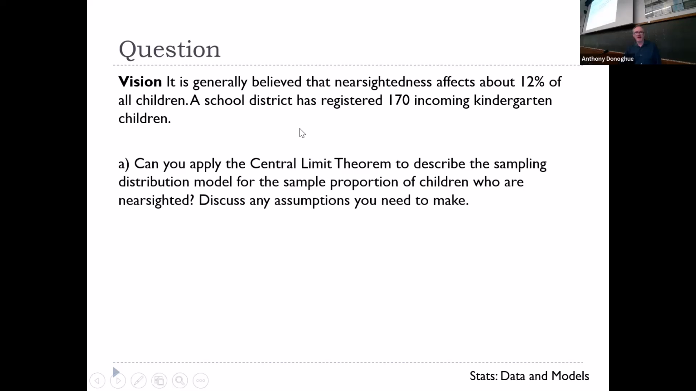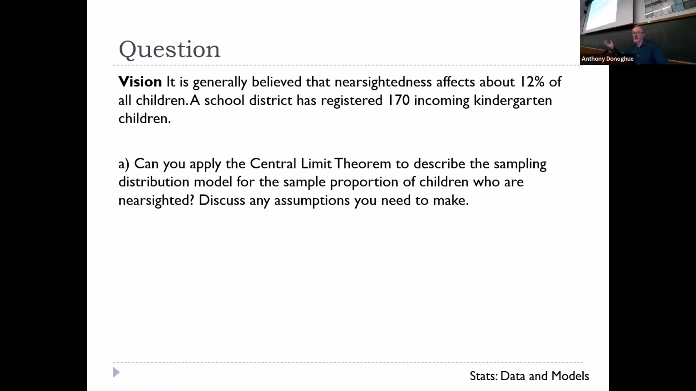So can we apply the central limit theorem to describing the sampling distribution model for the sample proportion of children who are nearsighted? Now, there is the sample size condition I mentioned that I'm not getting into, and that question would be alluding to that too. You can look at how we calculate that, and the sample size is large enough. You can look at the textbook for that. The key assumption is independence.